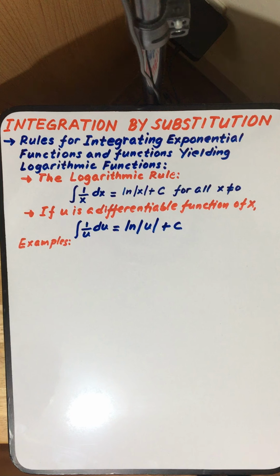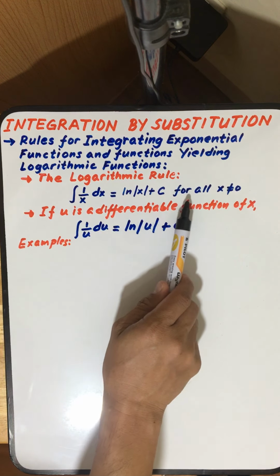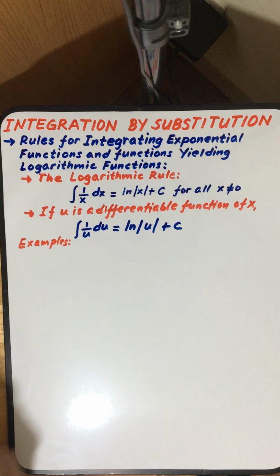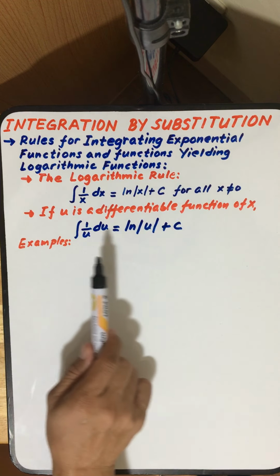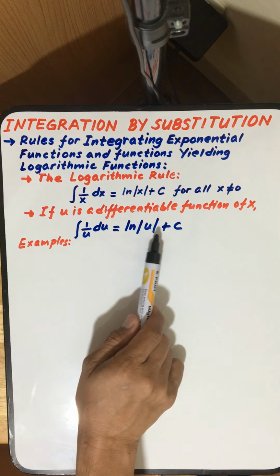So we are going to continue our topic on integration by substitution, in the case where we are given exponential functions or logarithmic functions. So we will apply rules for integrating exponential functions and functions yielding logarithmic functions. So we have here the logarithmic rule as mentioned last time. Integral of 1 over x dx equals ln x plus c for all x not equal to 0. And if u is a differentiable function of x, then the rule becomes the integral of 1 over u du equals ln u plus c.